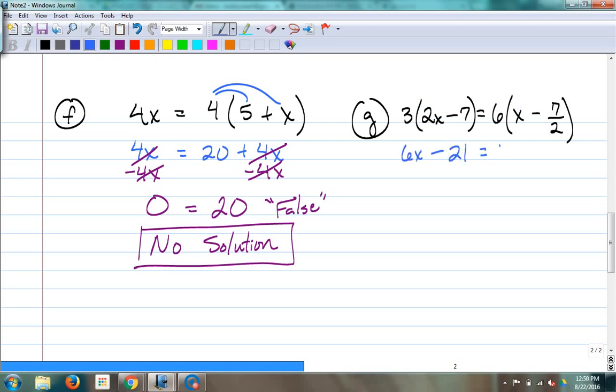And then I distribute the 6, I get 6x minus 21. And if I try to get the x's together, what would I do? I would subtract 6x, right? And end up with negative 21 is equal to negative 21. Does negative 21 equal negative 21?